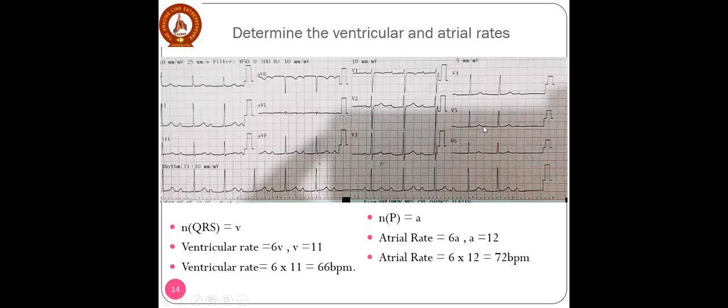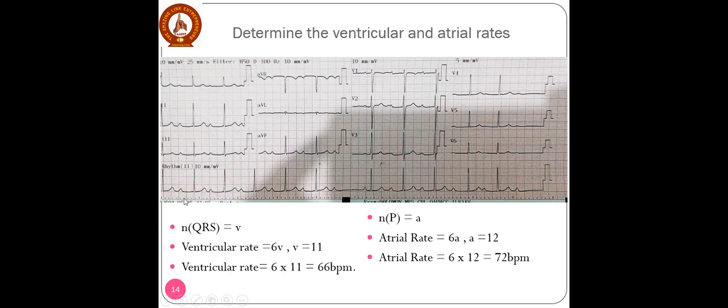Now, the next question will determine ventricular rates and atrial rates. This is usually used when there is suspicion that there are missed beats, or either missed beats or missed P waves. So if you look at this one now, it's P, QRS is missing here. So let's determine the ventricular rate. Ventricular rate will be 6V. What is V? The number of QRS complexes within this long redeem strip. 1, 2, 3, 4, 5, 6, 7, 8, 9, 10, 11. So ventricular rate will be 6 times 11, 66 beats per minute.